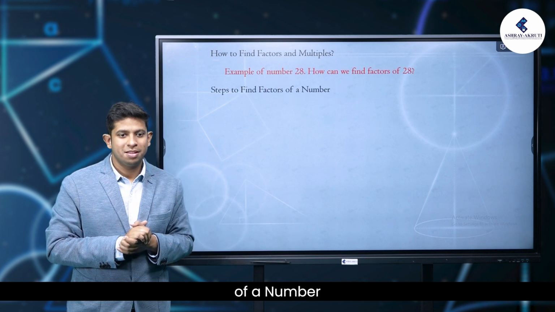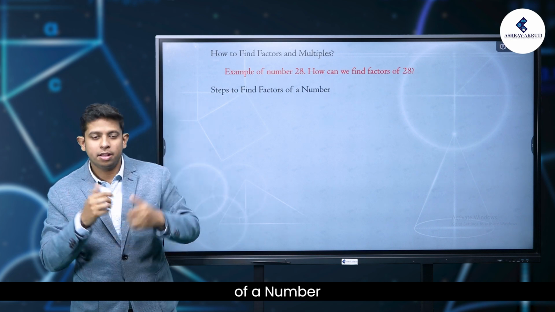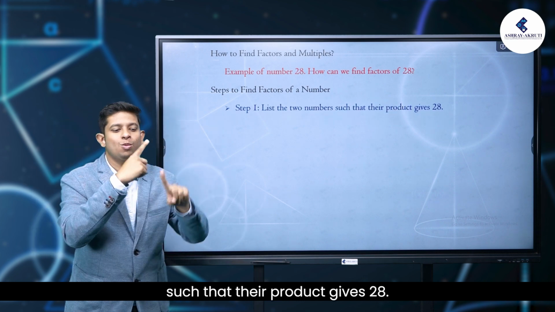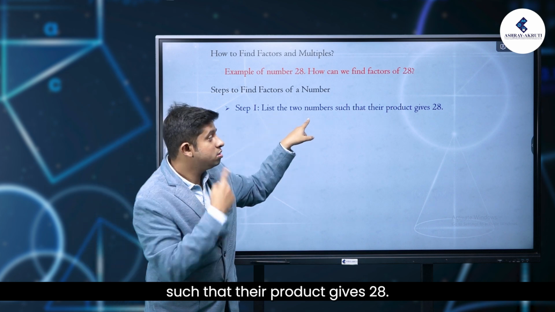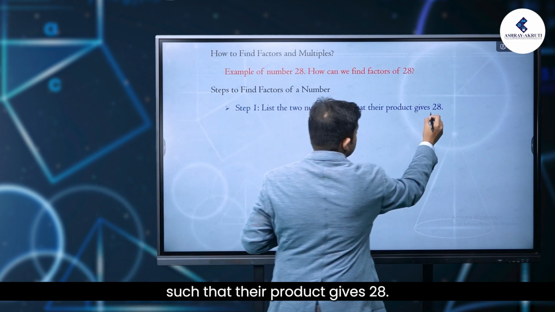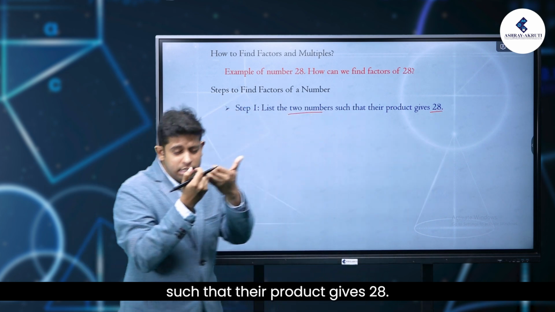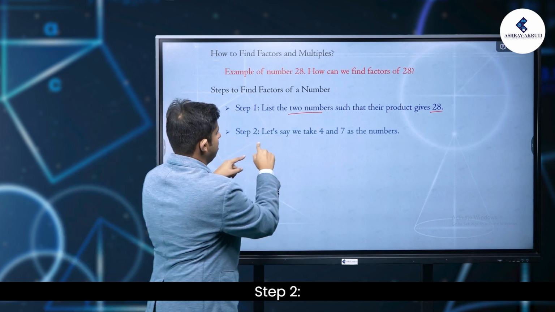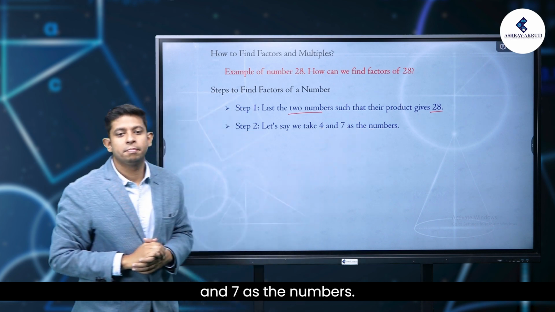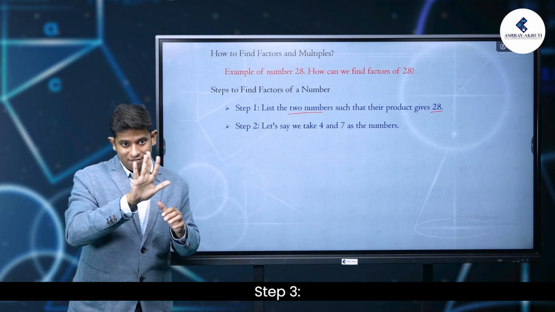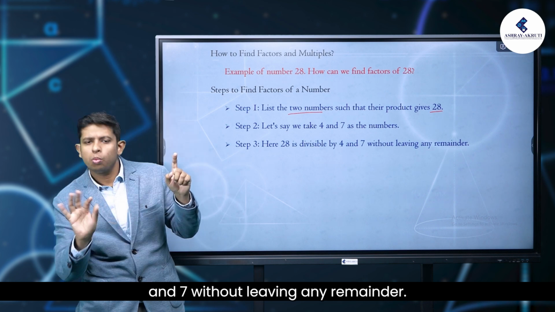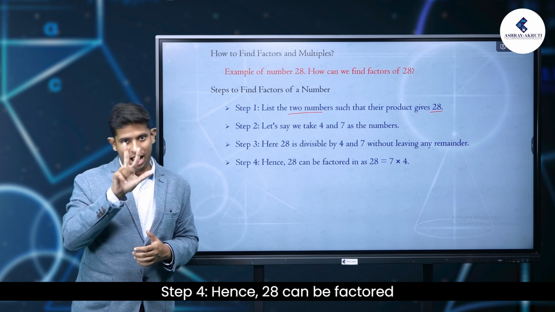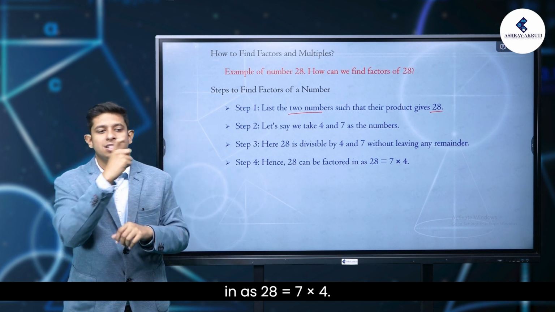Steps to find factors of a number. Step 1. List the two numbers such that their product gives 28. Step 2. Let's say we take 4 and 7 as the numbers. Step 3. Here 28 is divisible by 4 and 7 without leaving any remainder. Step 4. Hence 28 can be factored as 28 is equal to 7 into 4.